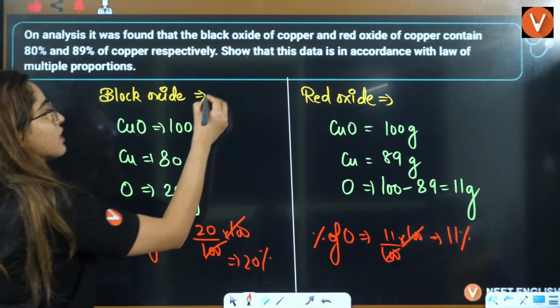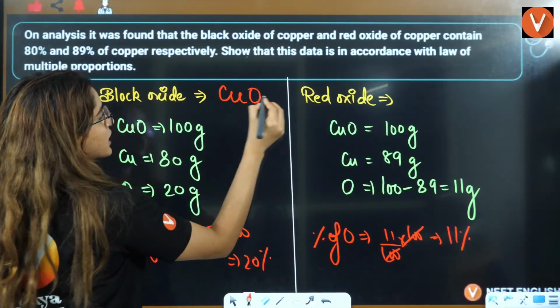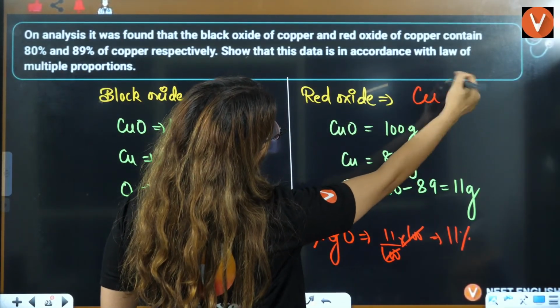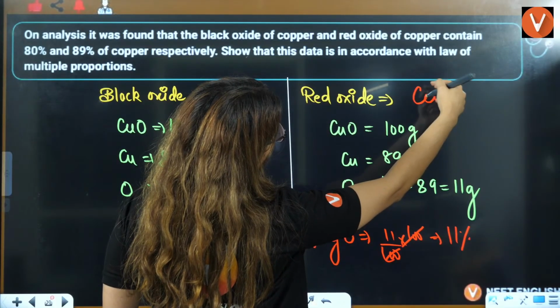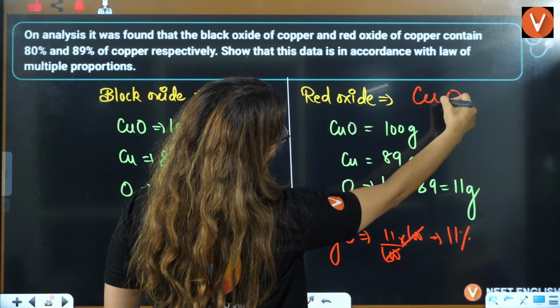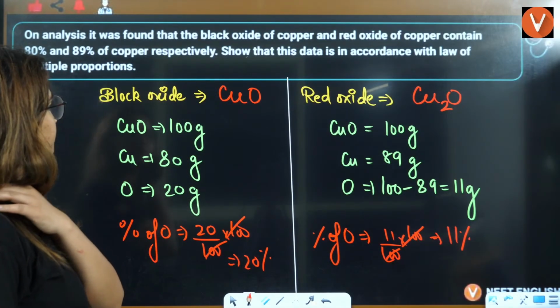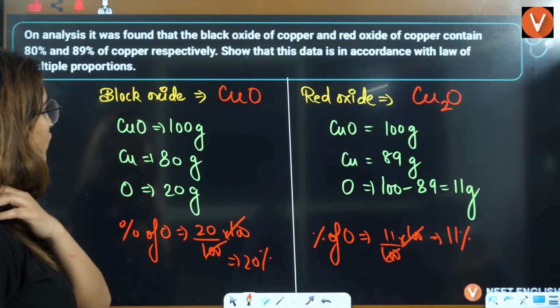And now if you see copper oxide, black oxide is CuO and red oxide is Cu2O. Black oxide is this.